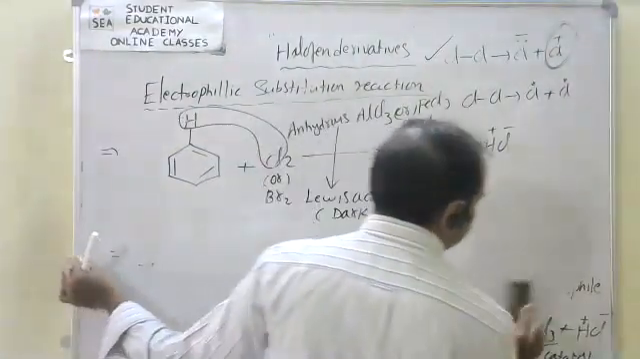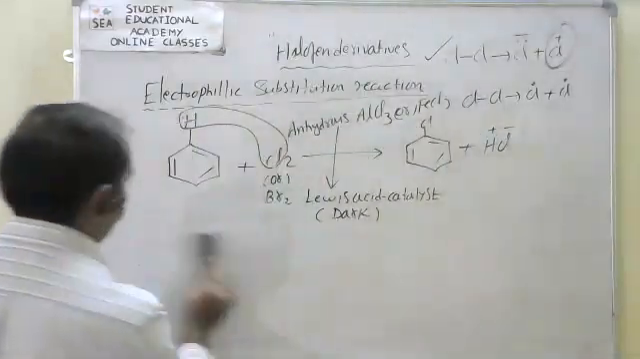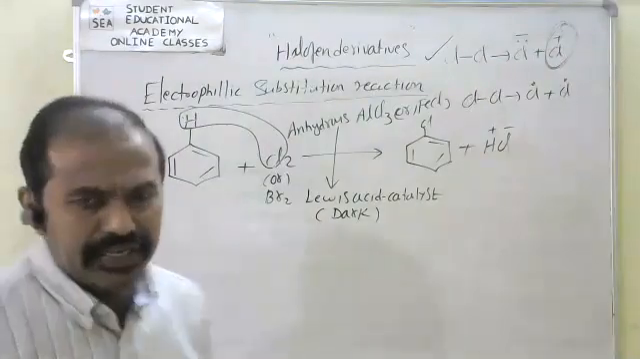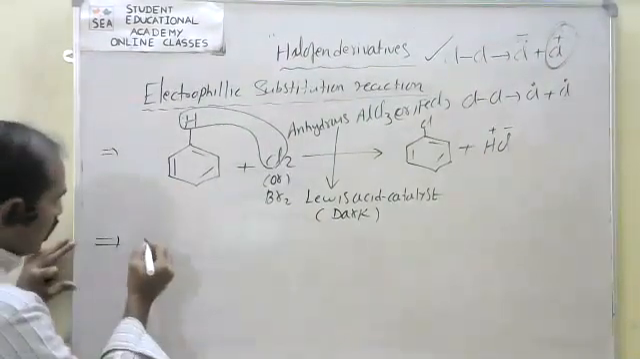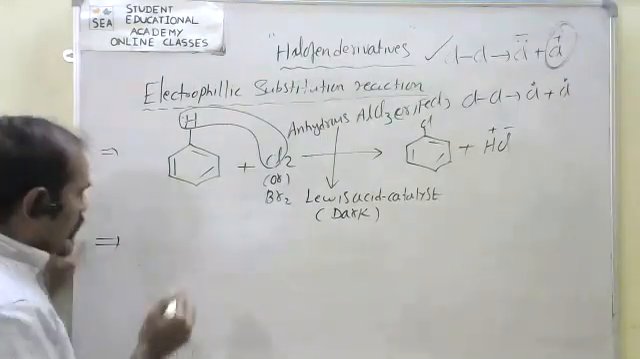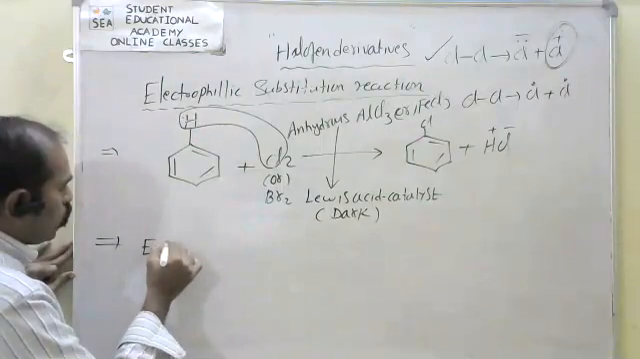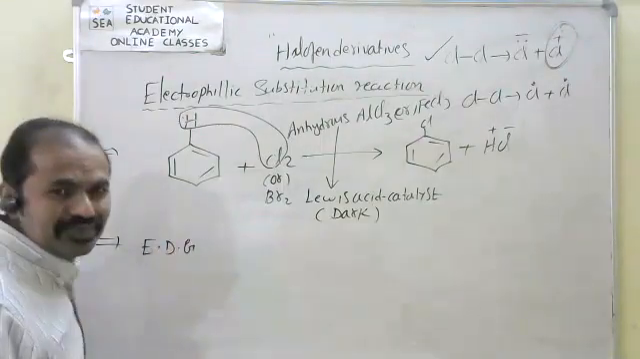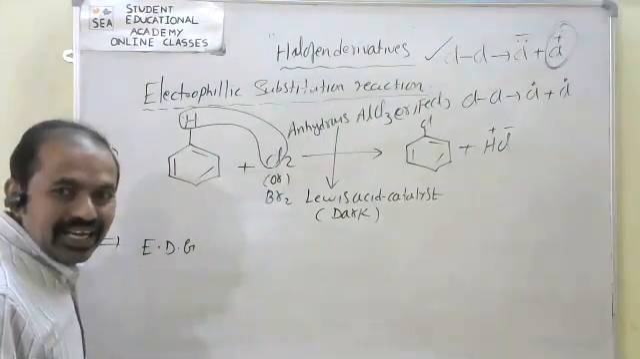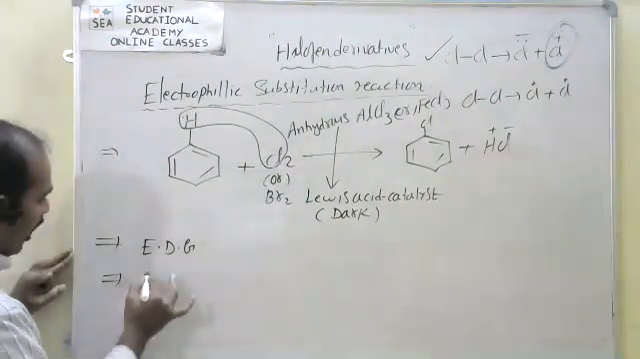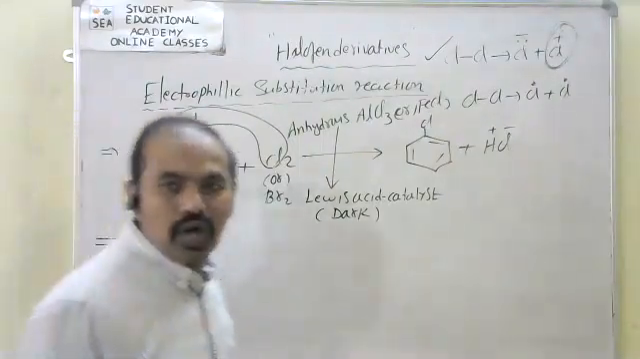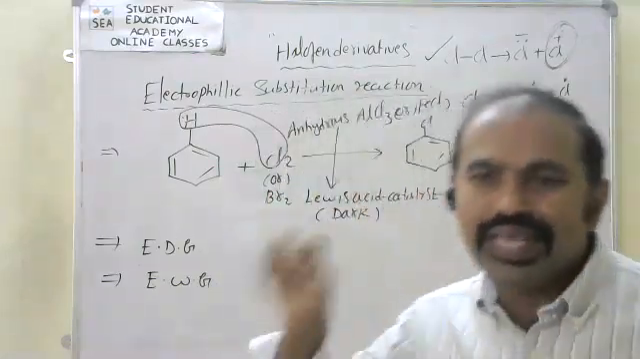Mechanism is the same. Now, generally on a benzene ring, some groups are present. Generally, two types of groups are there. First one, electron donating groups, electron donating nature groups. And second, electron withdrawing groups, electron taking groups.